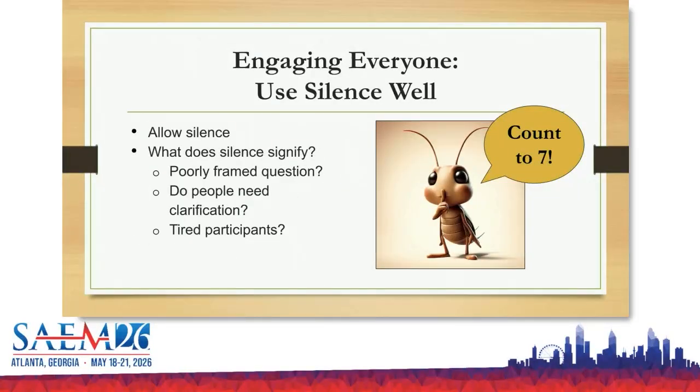Using silence well. Okay, so allow silence. Many of us have been told to count to 7, which means that if I was asking you a question and you guys didn't answer, I would finish asking the question, and then in my mind, I'd think 2, 3, 4, 5, 6, 7. It feels like a very long period of time, but it allows people that are in a discussion to think. You don't want somebody to just say the first thing that they thought of.